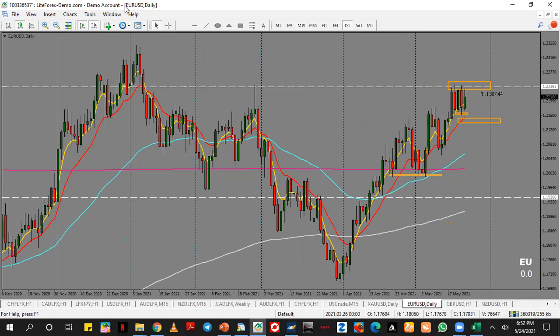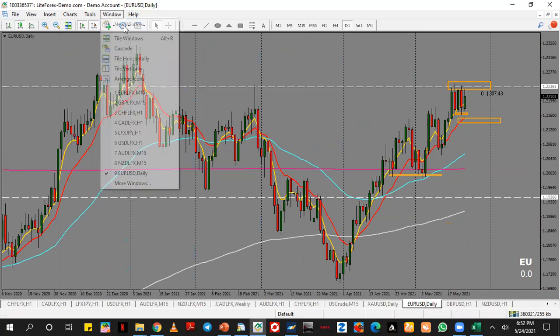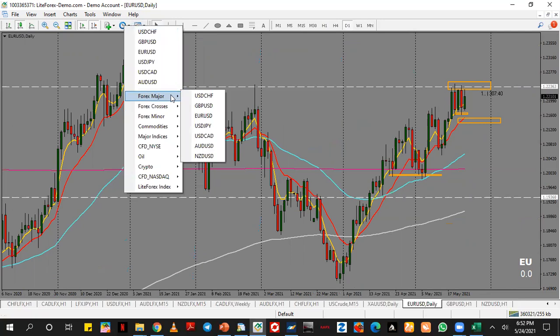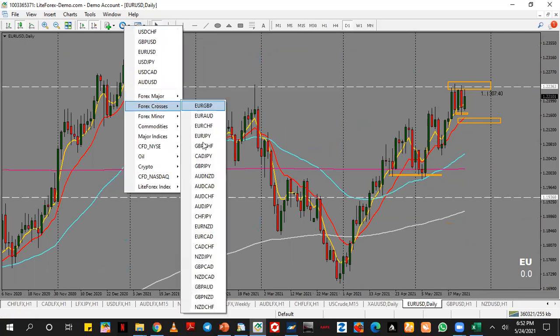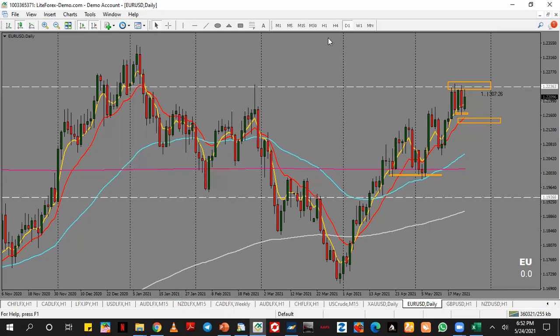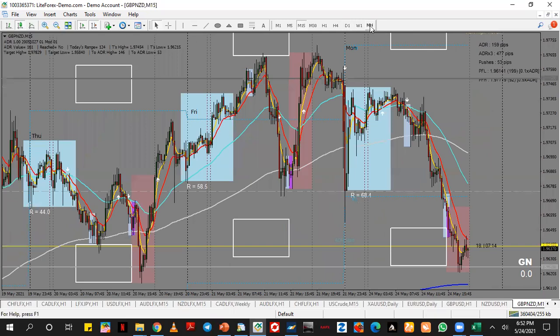I need to analyze a very different pair, maybe pound NZD. So this is GBP NZD.